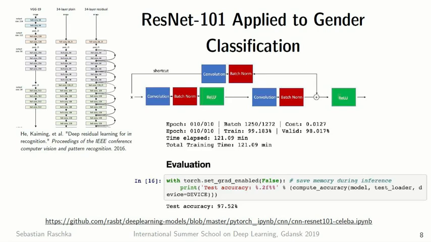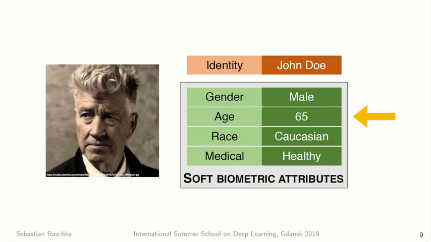So, because gender is so easy, I want to focus now on a more tricky problem, which is the age of the person. So this is not a classification problem anymore. This is an ordinal regression problem.